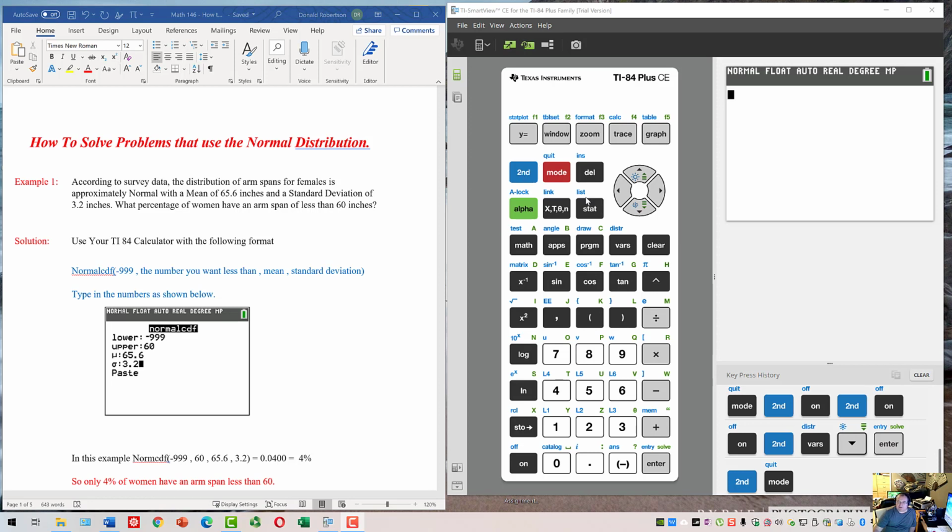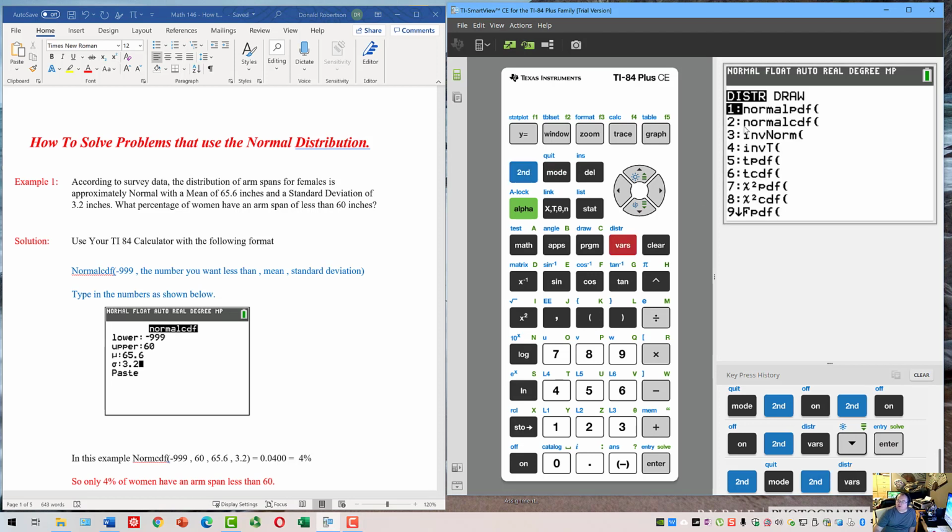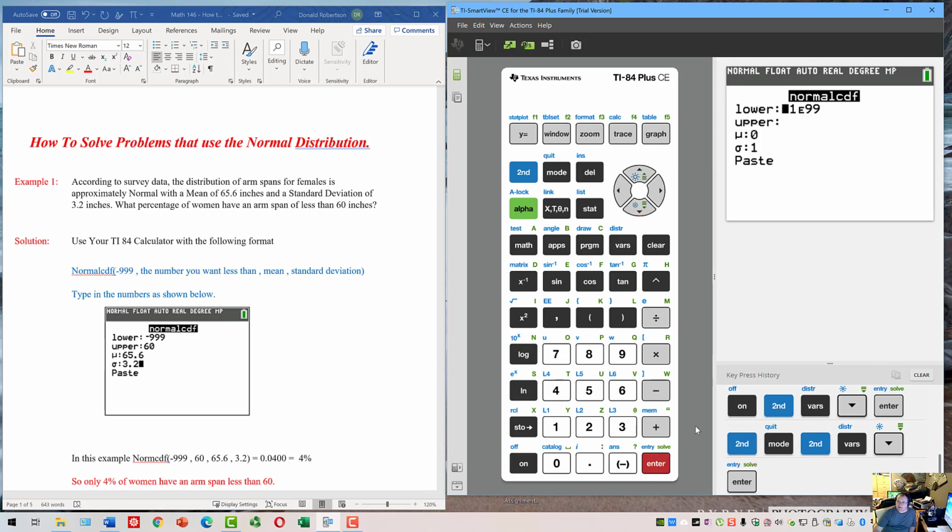So you hit the blue button and you get this guy called distribution. So blue button, distribution. And the one that you want to choose is number 2. Then you hit enter. Now it's going to ask for a lower value. They've got a number in there, but I'm going to just pick my own. Negative 999 is a good placeholder for the lowest number you could ever imagine. So when you want a less than situation, the lower number is negative 999 or whatever you feel like. Enter. Now you want it all the way up to 60.